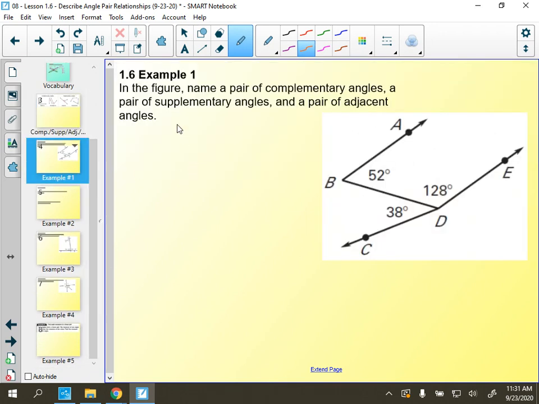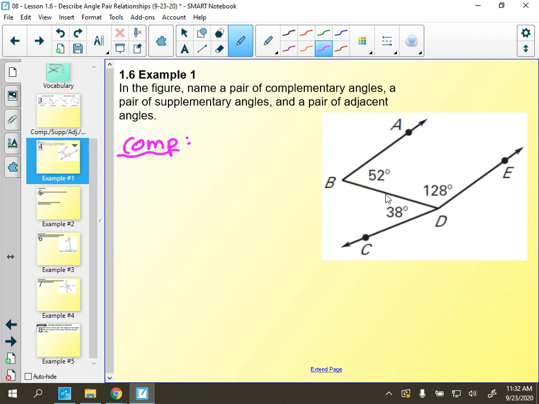So first one, example 1: in the figure, name a pair of complementary angles. Let's stop at that. All right, what are the complementary angles in this figure? Are there any? Hopefully there are some. I don't see any right angles, so I can't go down the road of assuming this is 90. It tells me it's 52, so I think we're going to work with the angle measures. I'm looking for 2 angles whose measures add up to 90. So if I take 52 plus 38, that's 90.